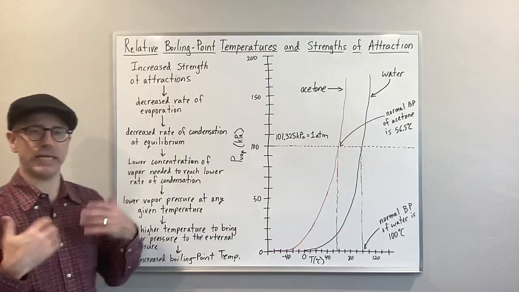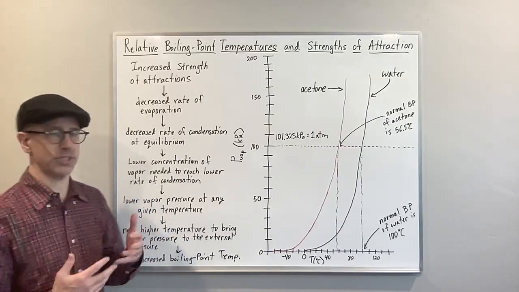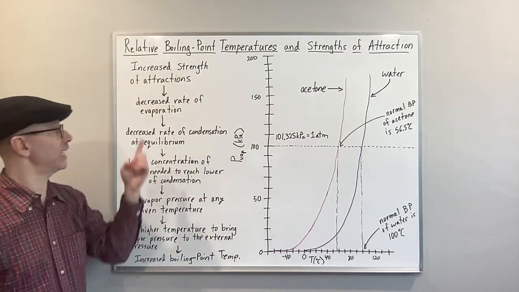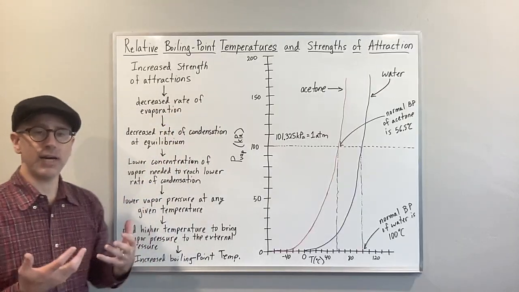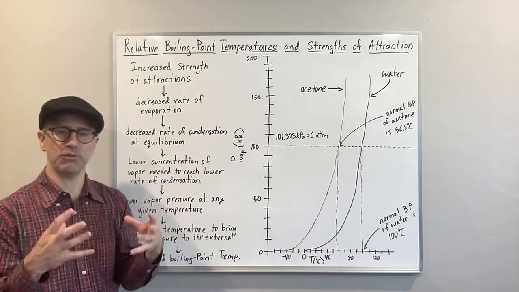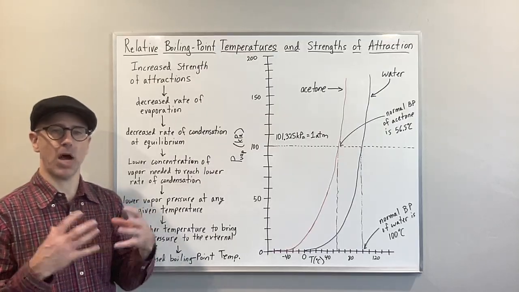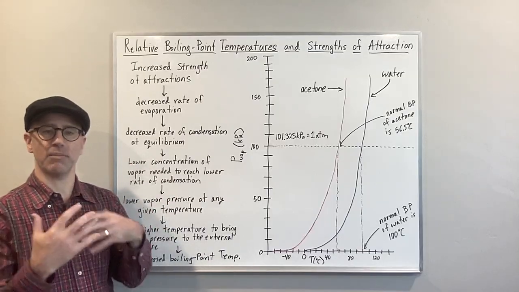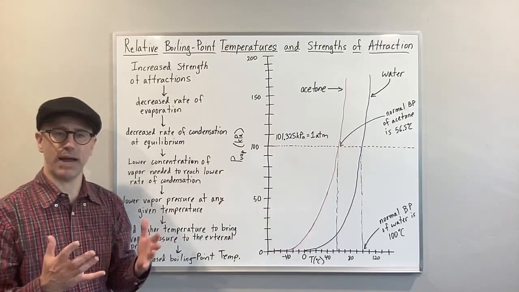So what happens when you increase the strength of the attractive forces? If you have something that has stronger attractive forces, that means you're going to get a decrease in the rate of evaporation. Why? Because if you have stronger attractive forces between molecules in the liquid phase, it's going to be harder at any particular temperature for those molecules to break free and become vapor molecules, to be in the vapor phase, right? So you're not going to have as much evaporation occurring.